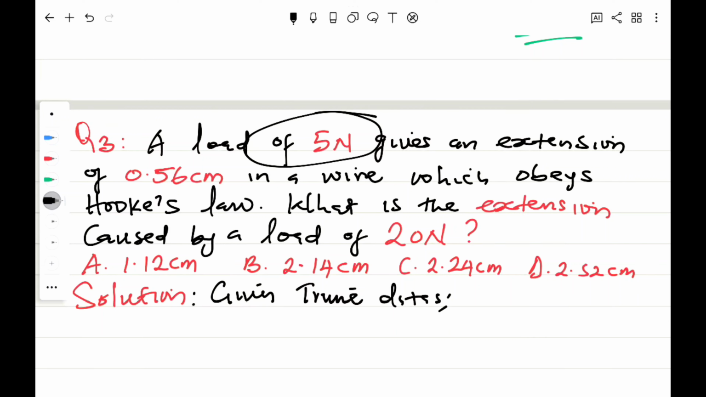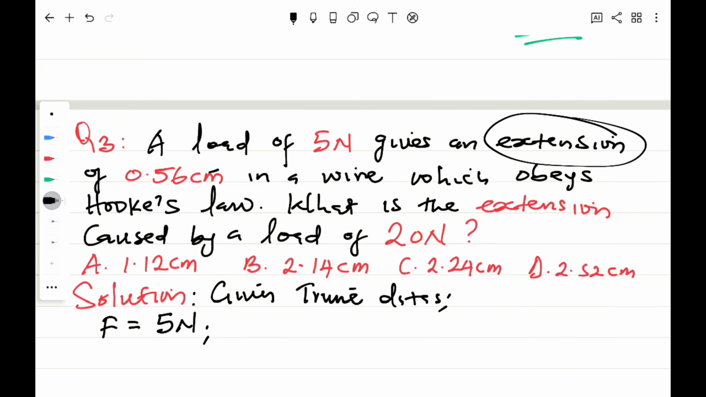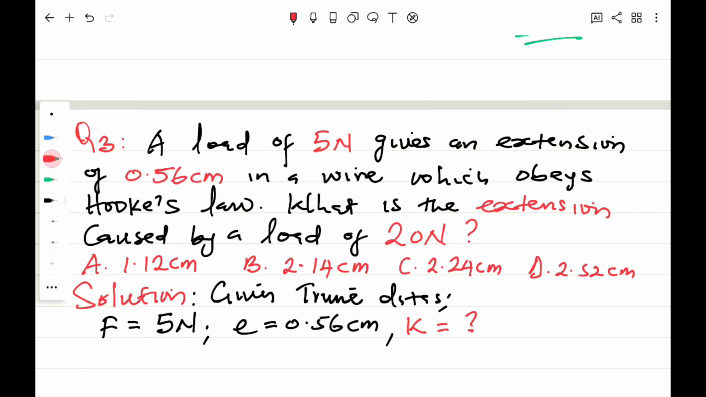The load is given to be 5 Newton, and that is force. Our force is 5 Newton. That's number 1. Number 2, you have an extension of 0.56 centimeters. Are we together? So our E is given to us to be 0.56 centimeters. Remember, this is in centimeters. So let's proceed further. What again is given to us? Our K is unknown, because what is the extension caused by a load of 20 Newton? So our F is equal to KE.